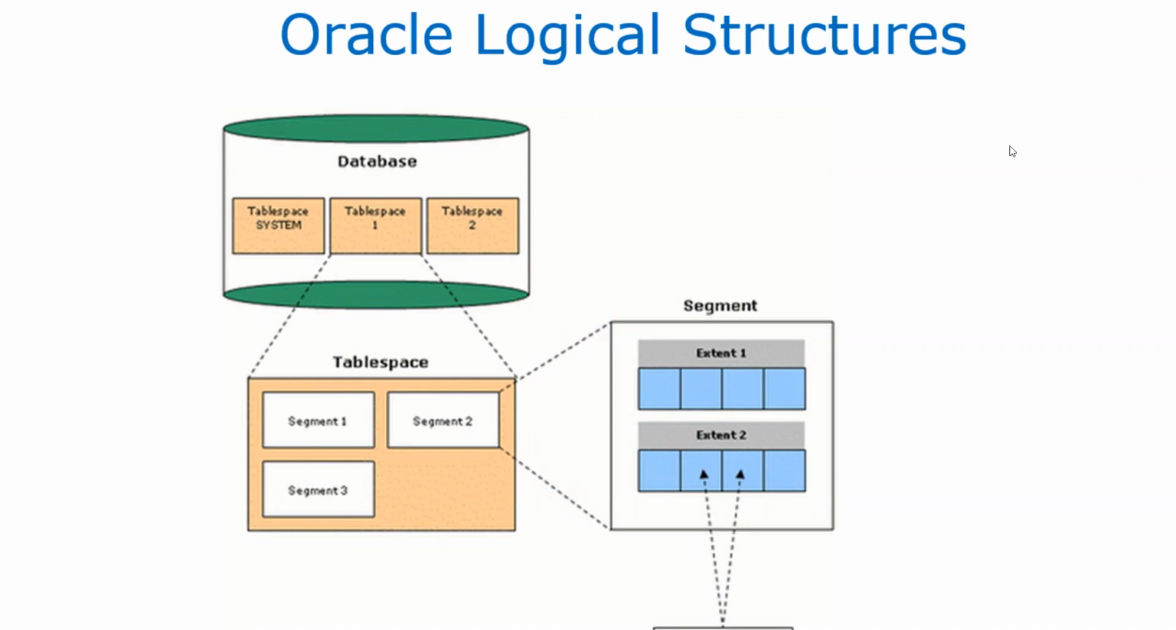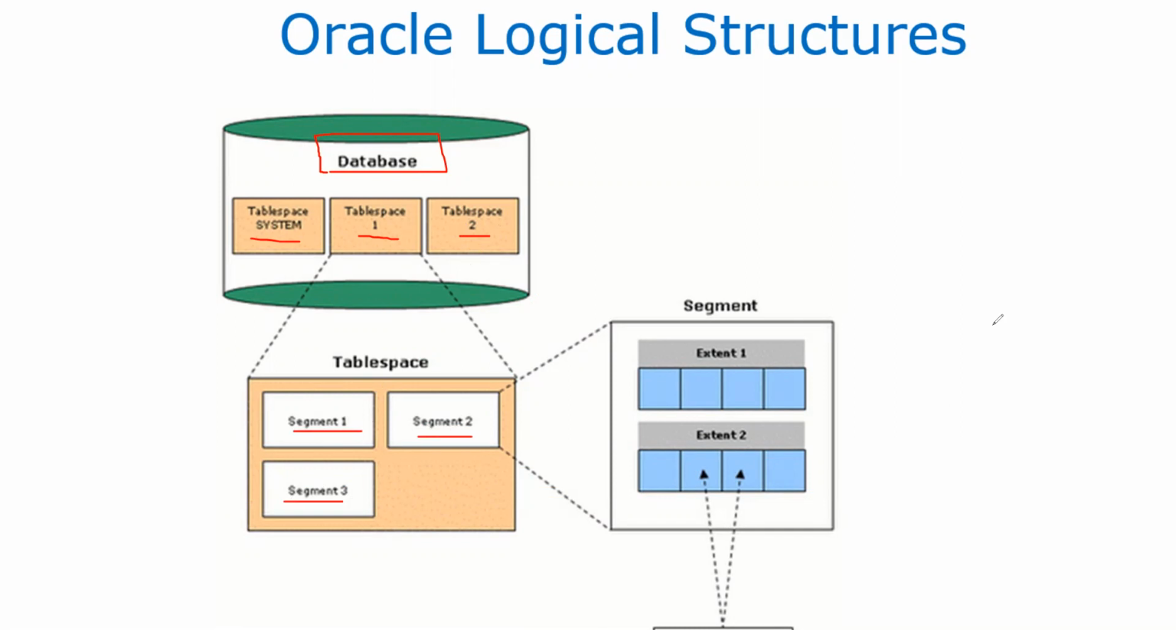Okay. Now I have a database. Let's say it is a prod database or any database you name it. Now this database is comprised of a couple of tablespaces. Here I have three tablespaces: system tablespace, then I have user tablespace 1 and 2. Now these two tablespaces are again divided into segments. Now each object inside an Oracle database is called a segment.